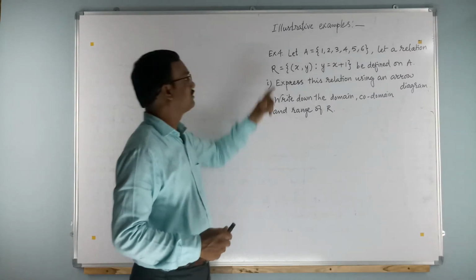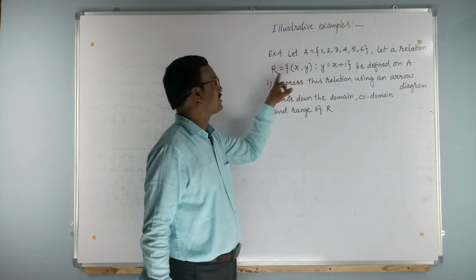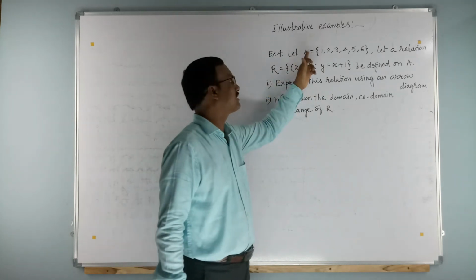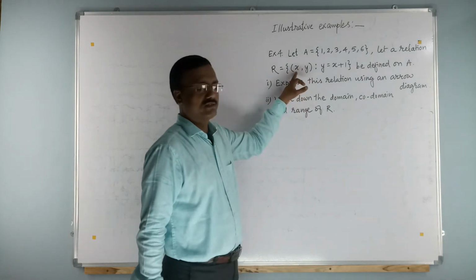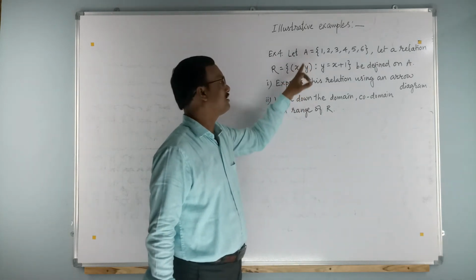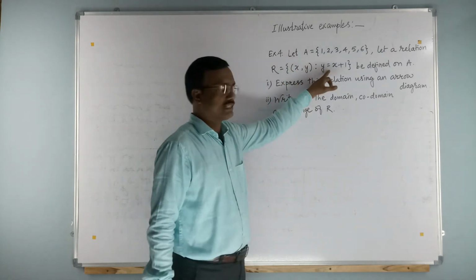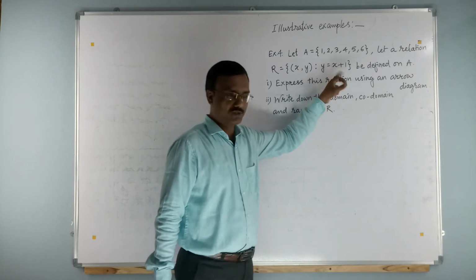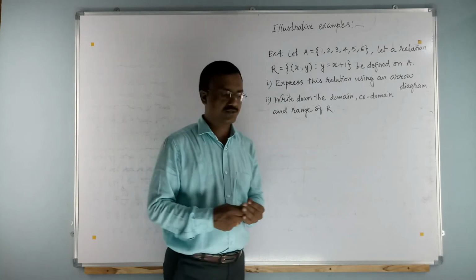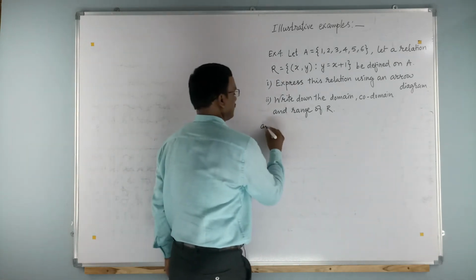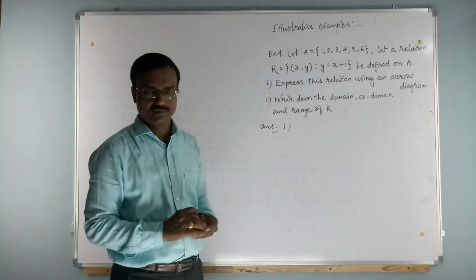Now next question. Let A have the elements 1, 2, 3, 4, 5, 6 and a relation R is defined on set A. Defined on A means the first component x should be chosen from A and the second component y also should be chosen from A only, and satisfying the relation y is equal to x plus 1. Now these are the questions which we have to answer, students. So let us begin with the answer. First one, express this relation using an arrow diagram.